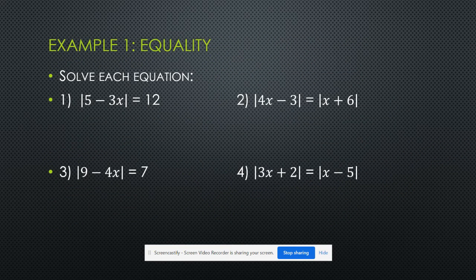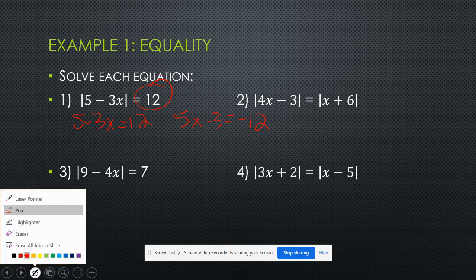So let's solve. In example 1, we have the absolute value of 5 minus 3x is equal to 12. That means that 5 minus 3x can equal positive 12, and 5 minus 3x can equal negative 12. Because remember, that 12 is the distance from 0. So positive 12 is 12 units from 0, and negative 12 is 12 units from 0.